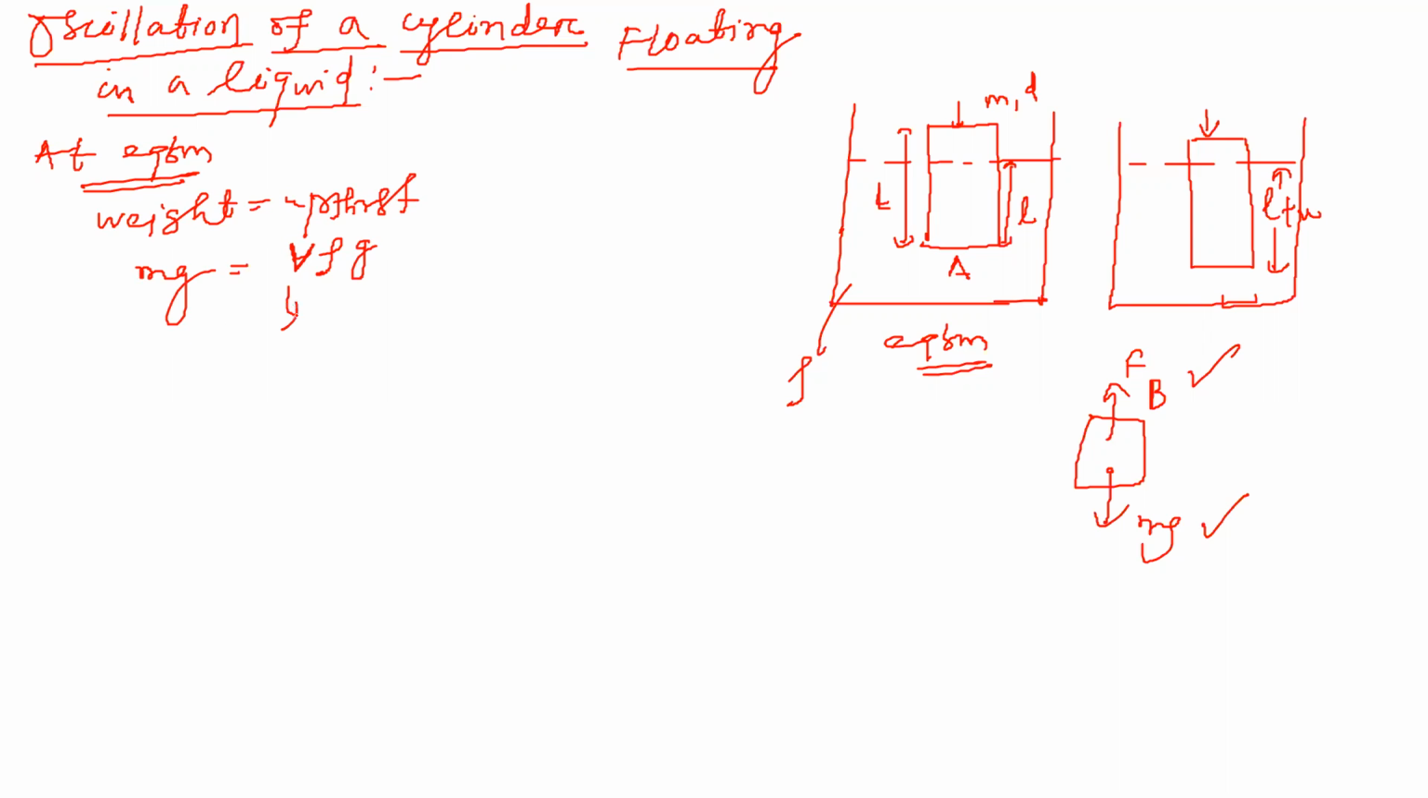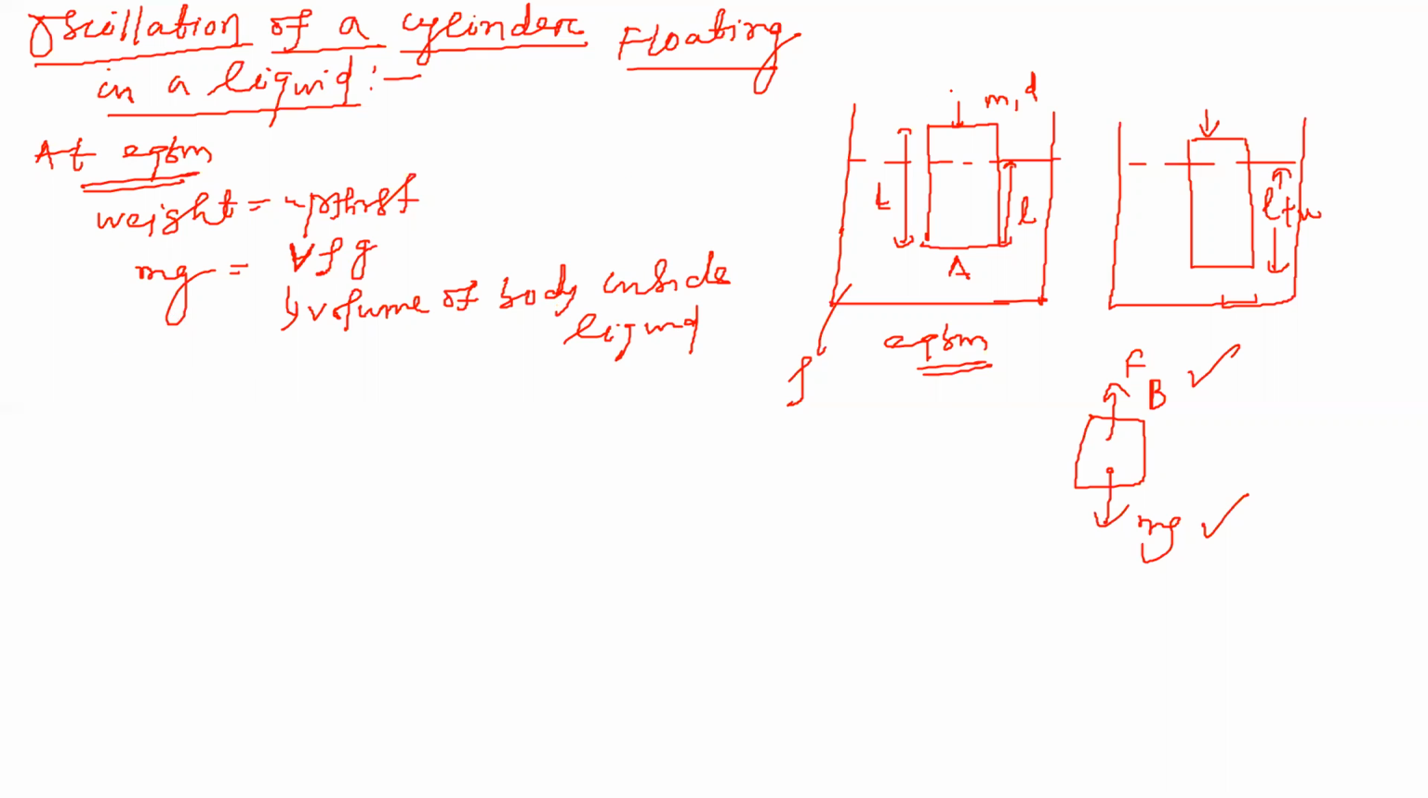And what is this V? V is the volume inside the liquid. Volume of the body, meaning the cylinder, inside the liquid. Correct. So this volume can be how much, students? And here you see mg. In place of mg, what can I write? I can also write density into volume. Yes or no? You can also write density into volume.